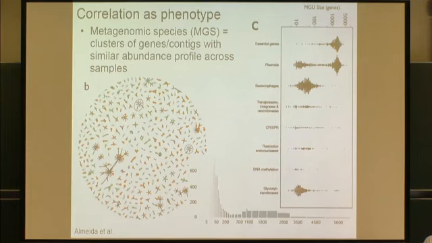So Eric Alm, for example, has an approach to use this information to decide where to cut off OTUs in terms of 16S, right? Do you want a 97% cutoff or a 99% cutoff? He now chooses that cutoff based on abundance of those OTUs across multiple samples, and that's actually a very powerful thing.